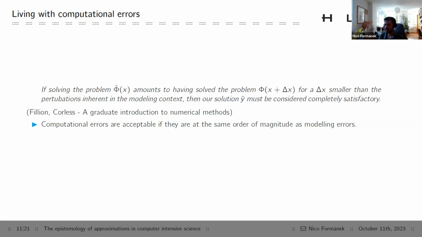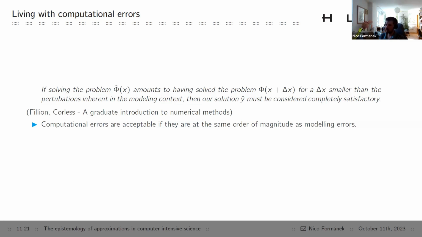If we can disturb that a bit in the inputs, so this delta x is like a perturbation in the input to this original problem, and if then these two problems are equivalent in a certain metric, you can somehow compare them, and you would say, well, these are similar to a degree that I find okay. Then you can say our numerical solution, this y hat, is satisfactory. So basically, if you translate that to our language of errors, computational errors are acceptable if they are at the same order of magnitude as the modeling errors.